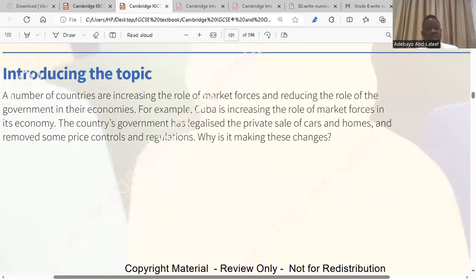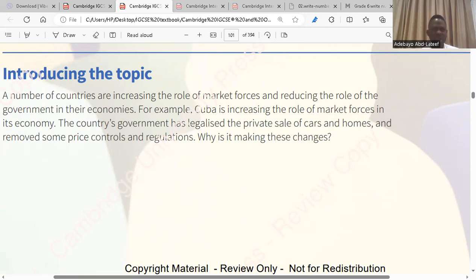Here, a number of countries are increasing the role of market forces and reducing the role of the government in their economies. Cuba is increasing the role of market forces in its economy because Cuba used to be a planned economy. Resource allocation was determined by government in Cuba, but now it's changing. That's what they are saying there. Is it clear?